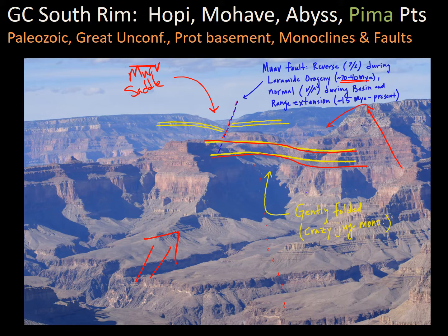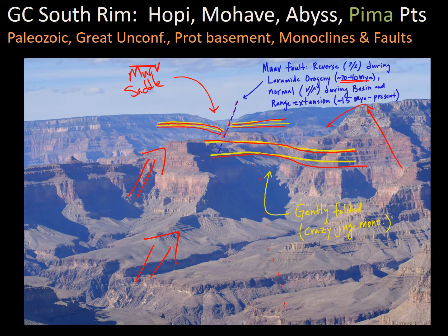Off in the distance, we also can see evidence of this faulting activity, where we have the layers on the left of the Mohave Saddle, such as the Coconino Sandstone. Here's the top of it. It's folded down off to our right, and it's relatively flat on this side of the fault. So the Mohave Fault was active as a reverse fault. The rocks on the left side were pushed up from roughly 70 to 40 million years ago.